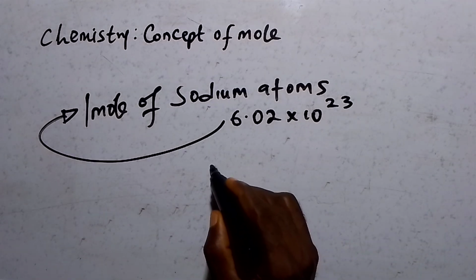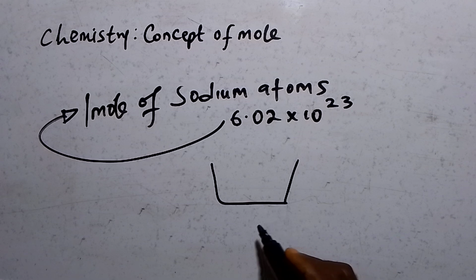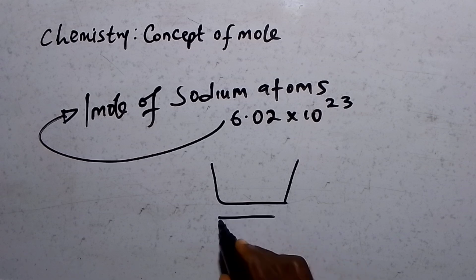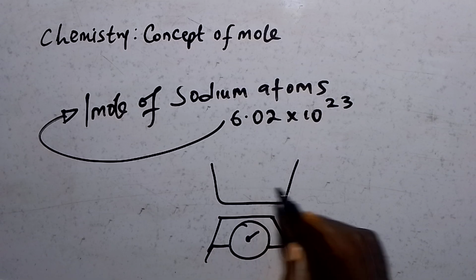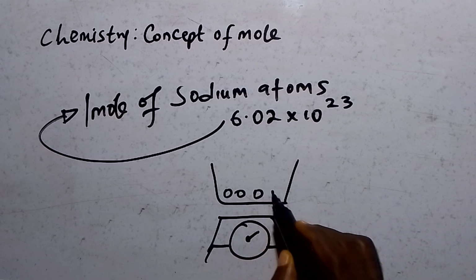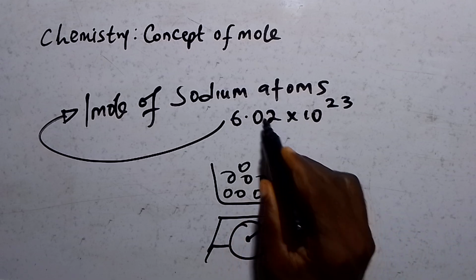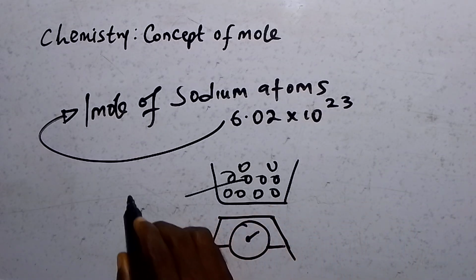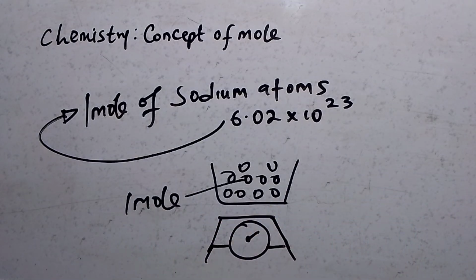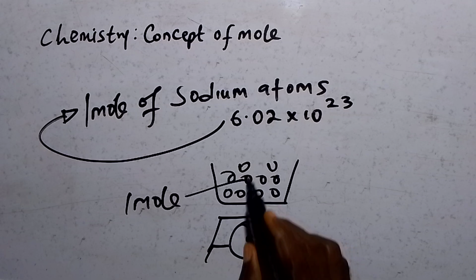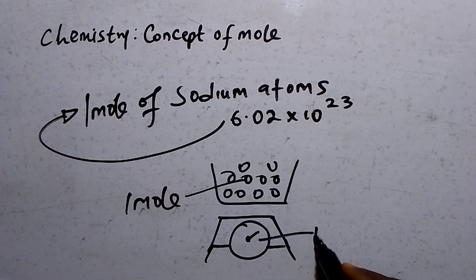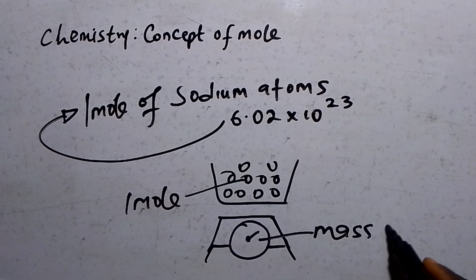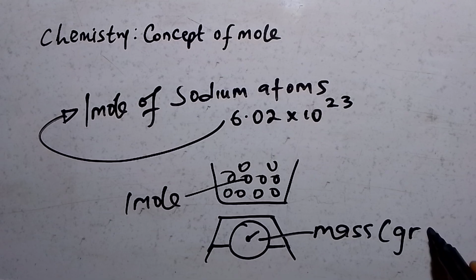Now let's say that I pack this 1 mole of sodium atoms and I want to check what it is going to weigh. So I put it on a scale. These are the atoms up to this number, so I have 1 mole here. I want to check the mass of this 1 mole. I'm weighing it to know how much it's going to weigh. So here I have mass in what? In grams.